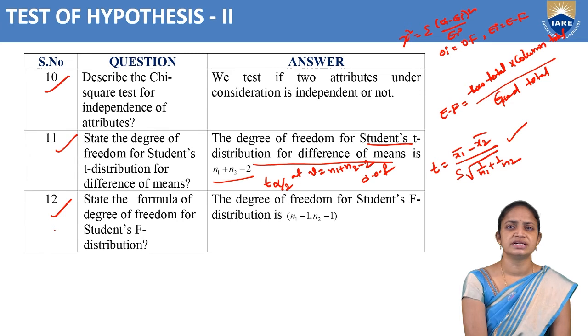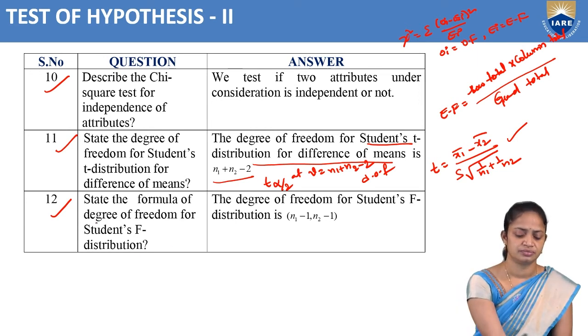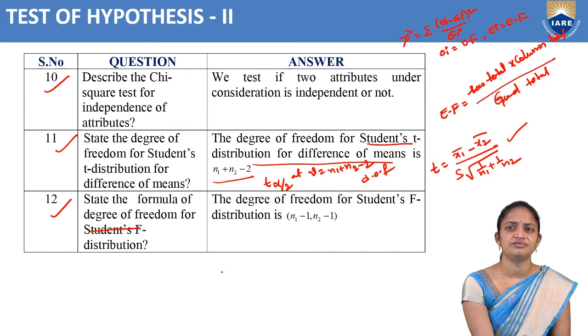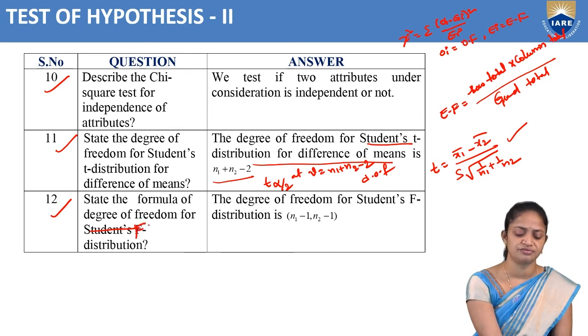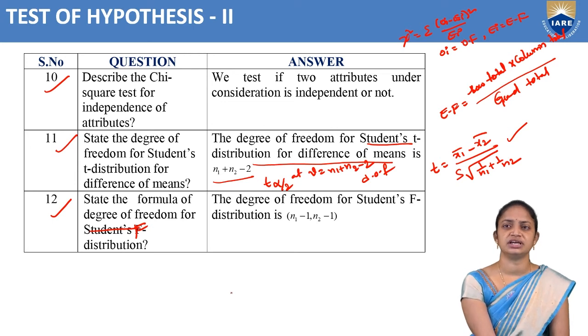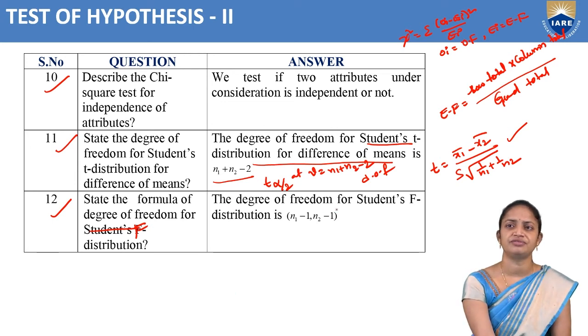Next question. State the formula for degrees of freedom for the F distribution, not Student's. The degrees of freedom for the F distribution is n1 minus 1 and n2 minus 1. So nu1 equals n1 minus 1 and nu2 equals n2 minus 1 degrees of freedom.